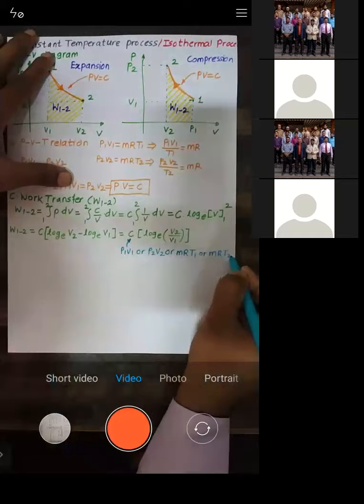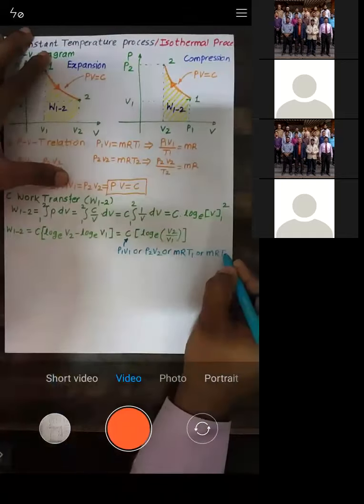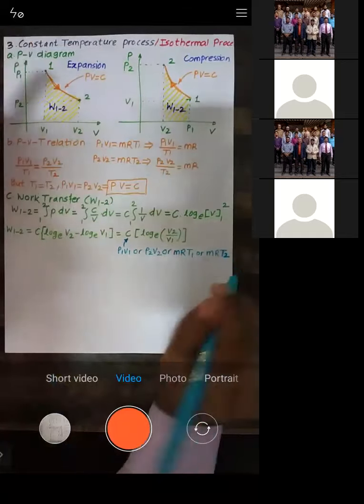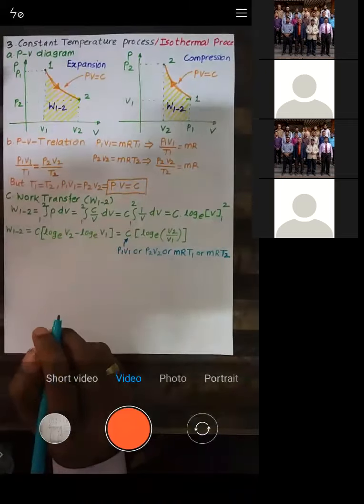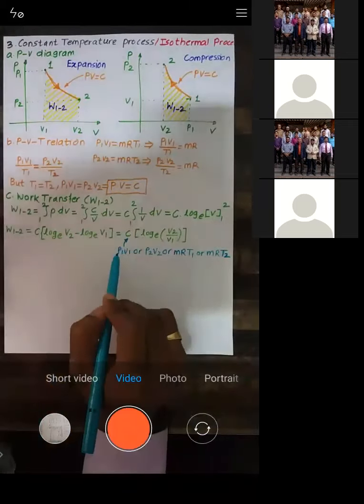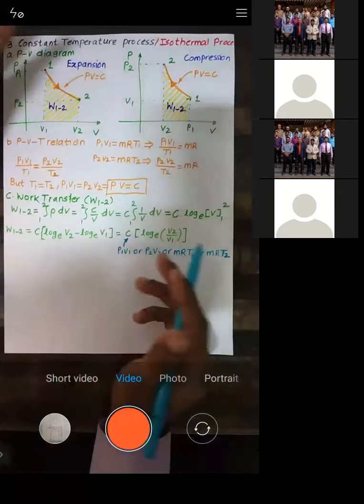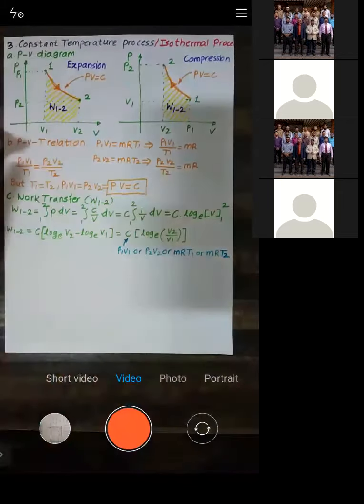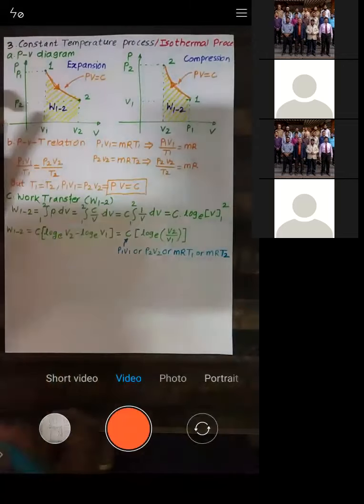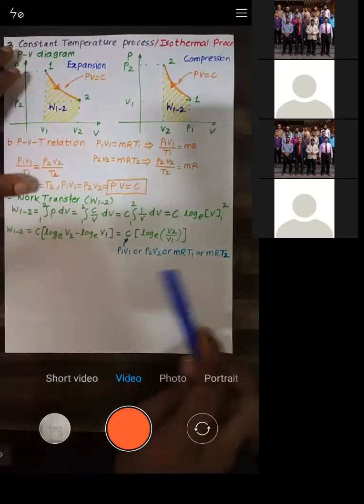Any value of C you can put based on what given data you have, right? Whatever the given data you have, based on that, you put C as P1 V1 or P2 V2 or MRT1 or MRT2. You will get 4 formulas for that. Any value you can put based on what data is given.